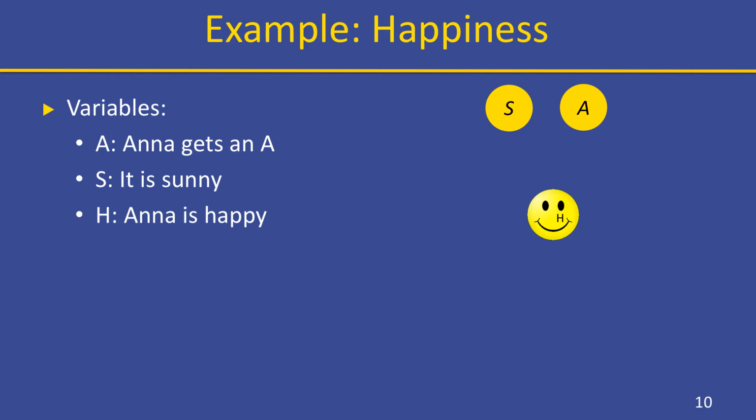It is fair to assume that getting an A makes Anna happy. It's also a valid assumption to say that sunshine or rain has some effect on Anna's mood. So with these assumptions, we can draw an arc between S and H and another arc between A and H.